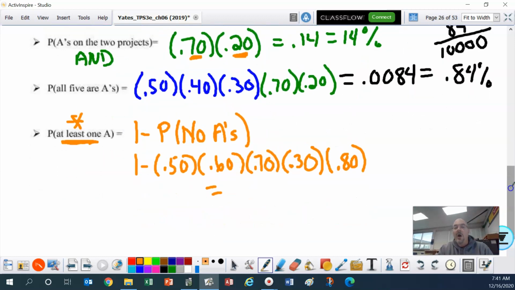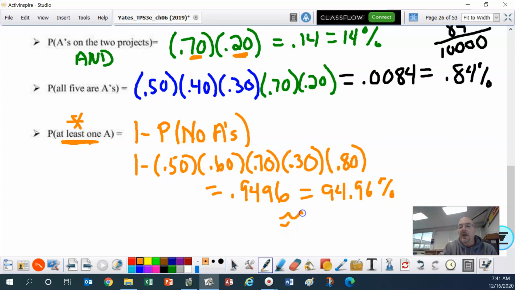So take 1 minus all of that, ladies and gentlemen, and you're going to get 0.9496, or 94.96%, and we could round that to about 95%. So the chances are good you're going to at least get 1 A. That means 1 or more. All right, if you need to listen to that again, go back and listen to that again. Let's keep going.